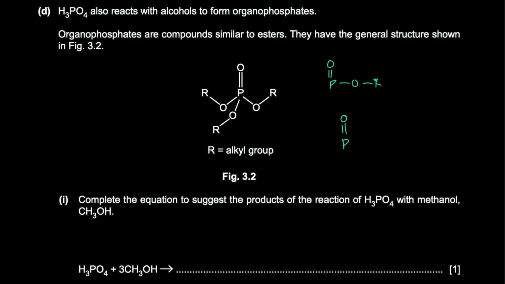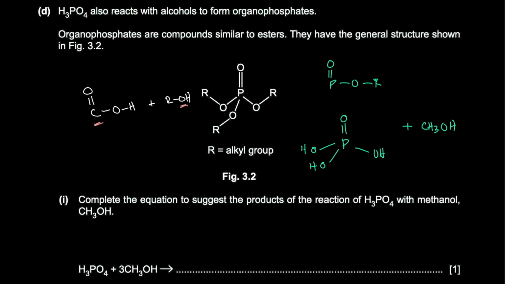So phosphoric acid has this type of structure. This is phosphoric acid, H3PO4. When you react this with methanol, similar to esterification, you have an ester form over here. Now, if you remember what happens in esterification, the oxygen from the alcohol bonds to the C=O from the acid.